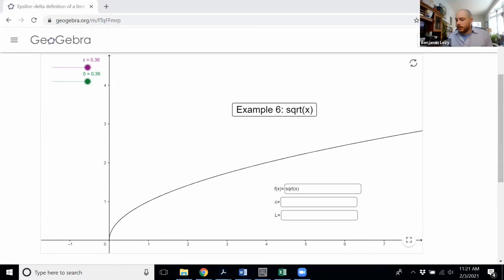Is this working? Doesn't really seem to be working. Okay.